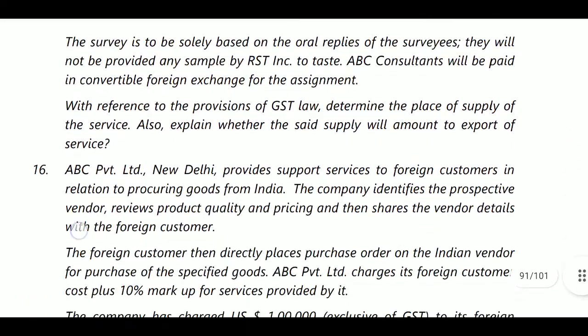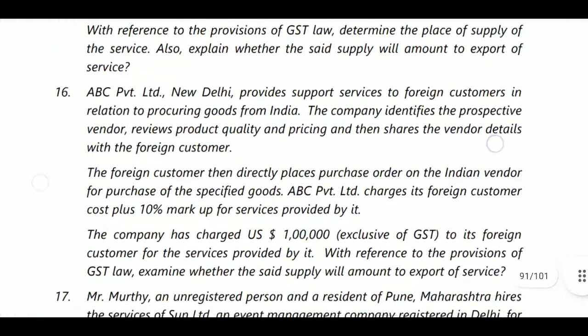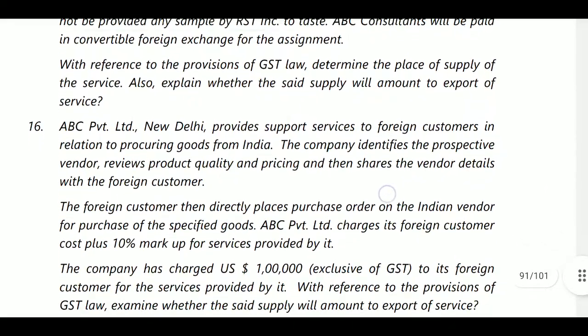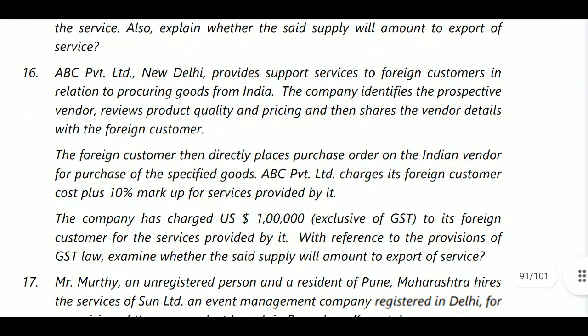Next question will be 16th, I think so. 16th. ABC Private Limited, New Delhi provides support services to foreign customers. So ABC is a supplier and the recipient is a foreign customer. So 2 conditions are satisfied relating to procurement of goods from India. So these are procurement of goods related services.